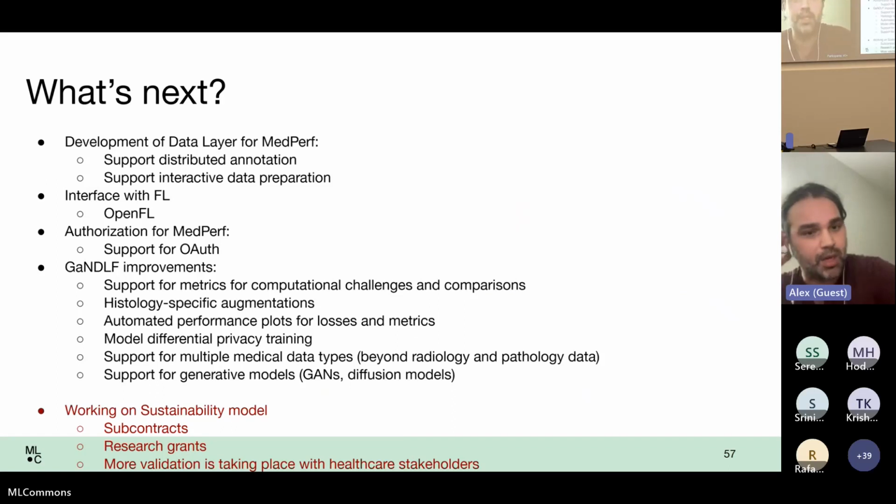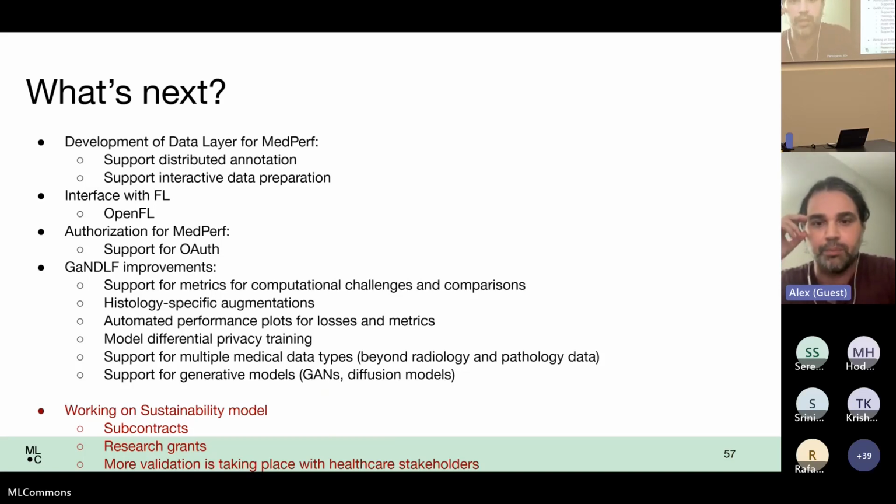So what's next? We have been doing a lot of great work on the technical aspects of MedPerf. We're currently working on a data layer for MedPerf to support annotation and data preparation interactivity. And that's part of the RANO requirements that I described in the previous slide. We also developed an interface for OpenFL. We hope to extend it to other FL frameworks like NVIDIA Flare in the future. There are a lot of improvements going on in Gandalf.